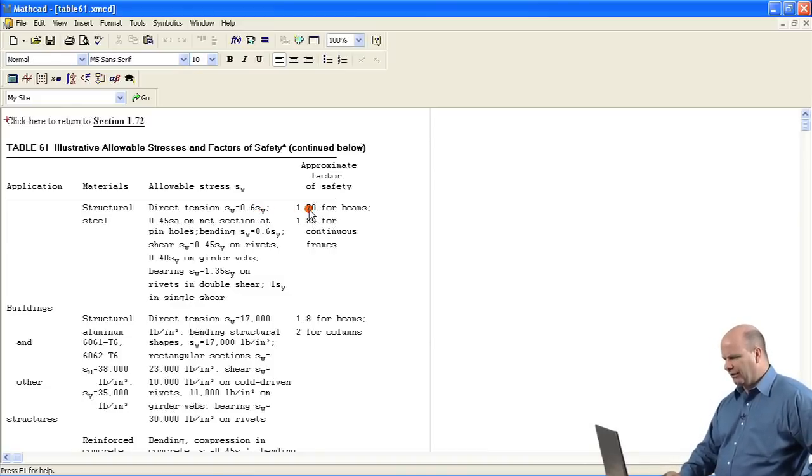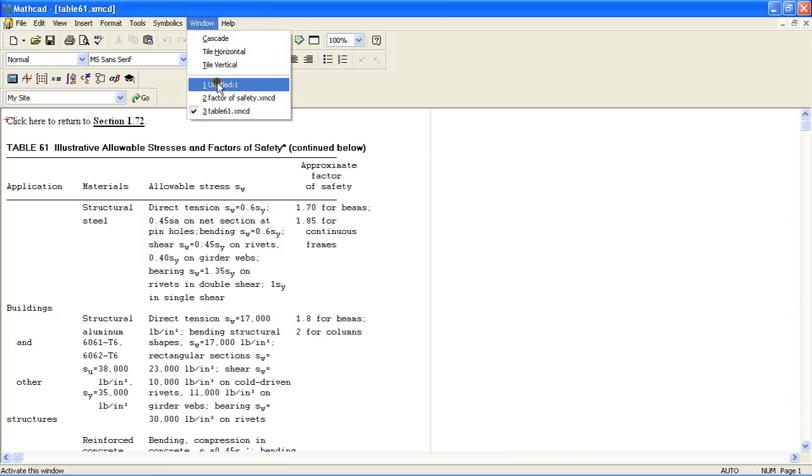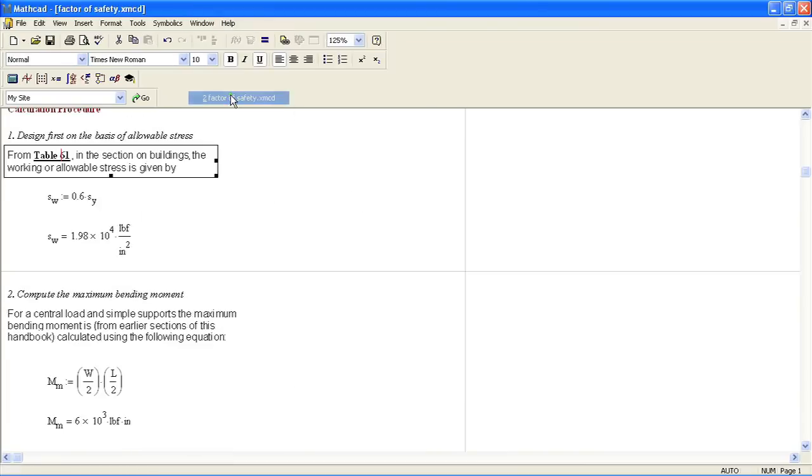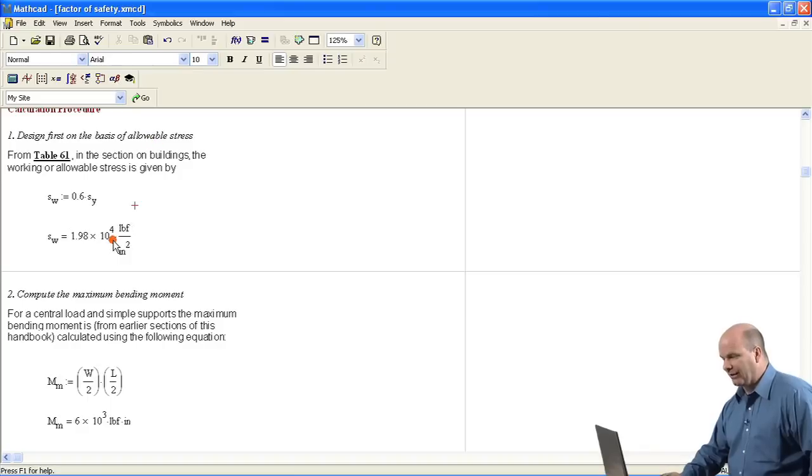Also, you're going to see here that the approximate factor of safety is 1.7 for beams. We're going to use those numbers later. So back to our original equation, where we got that 0.6 S sub Y from that table. And that table is a reference from Roark's Handbook of Stress and Strain. So now we're going to design first on the basis of allowable stress. There we have the allowable stress.